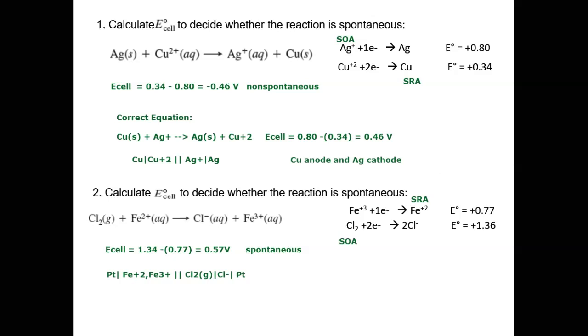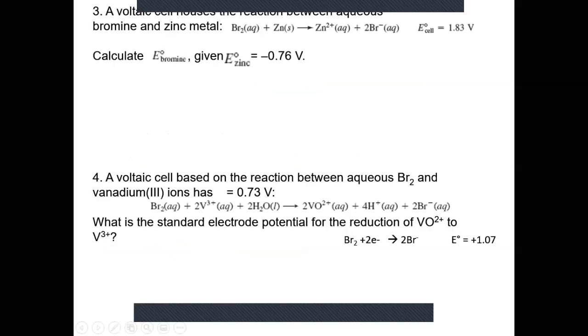Alrighty. So now we have a voltaic cell that houses the reaction between aqueous bromine and zinc. The redox reaction says the E of cell is 1.83. Calculate the E of reduction of bromine if the E of reduction of zinc is negative 0.76.